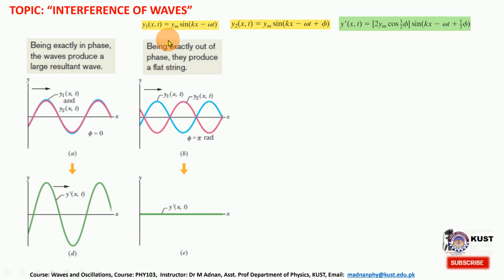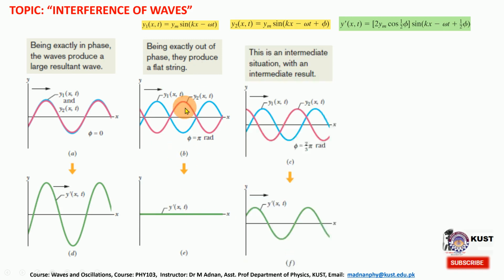Now, if we have y1 represented by this blue line, and the other one, y2, which is out of phase by pi, so that they are exactly out of phase, then the resultant wave will be just a straight line having zero amplitude. So that is the description of destructive interference graphically.